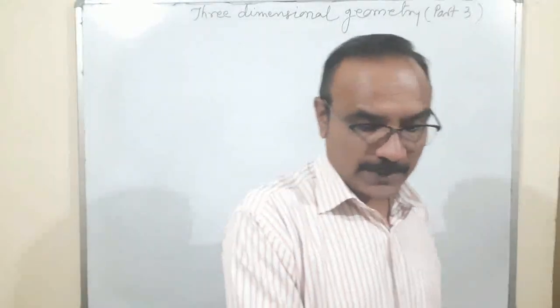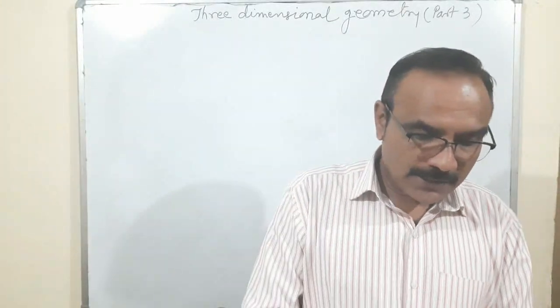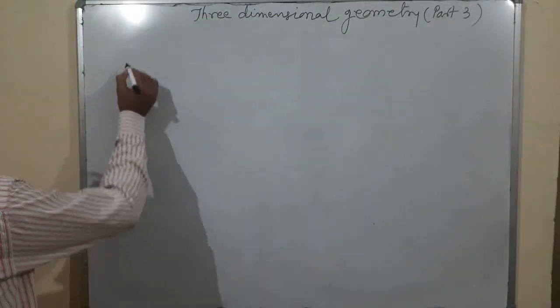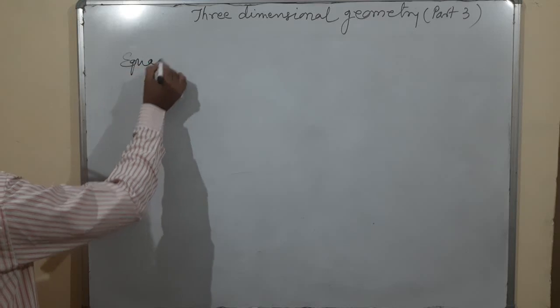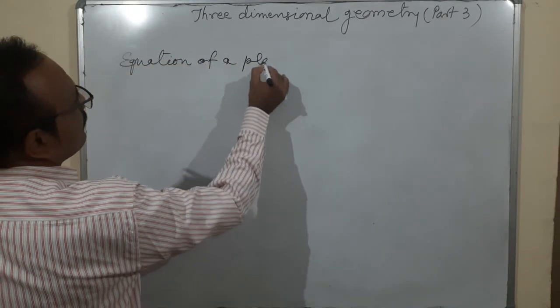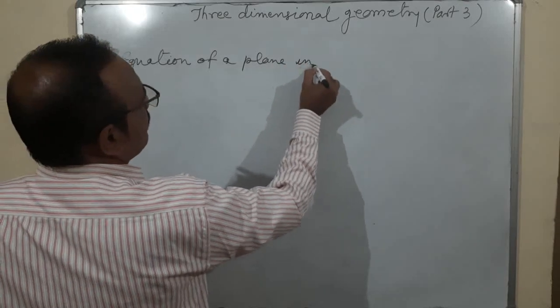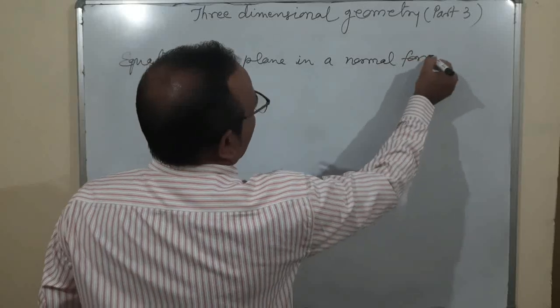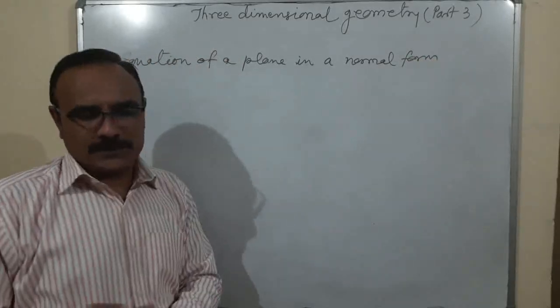It's a three-dimensional plane. So first of all, we'll have to discuss the equation of the plane in normal form. What is the equation of a plane in normal form? What is the normal form of it? Simple.